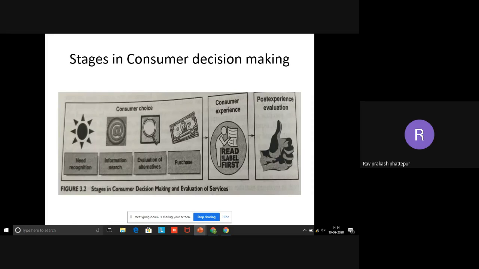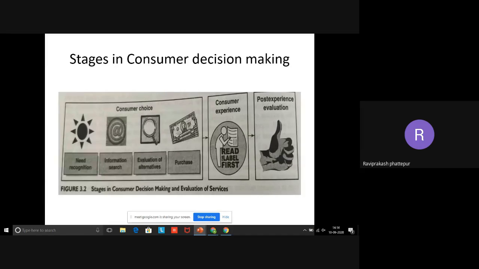If you know what is your need, next comes information search. So what is information search? You are going to search for what you need, which you already know. So you will search where it is available, how it is available, what are the characteristics, what are the different alternatives that I can get. So all this is the information search.